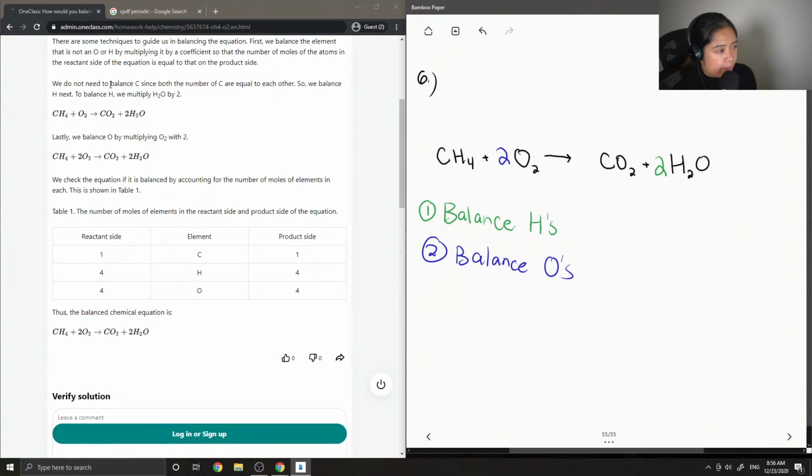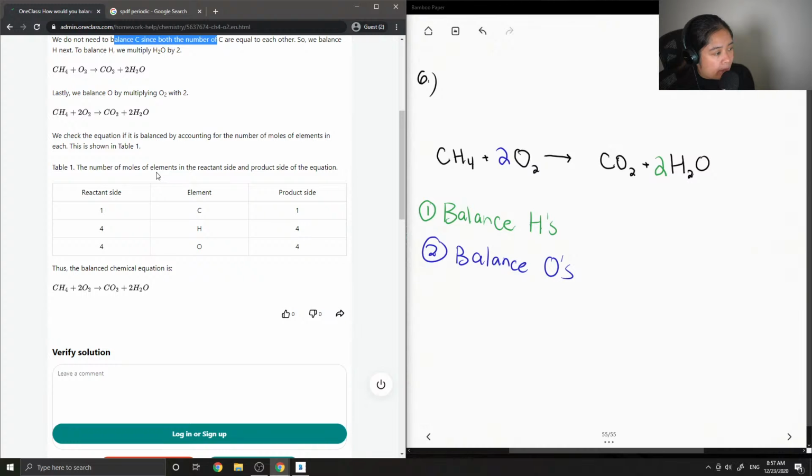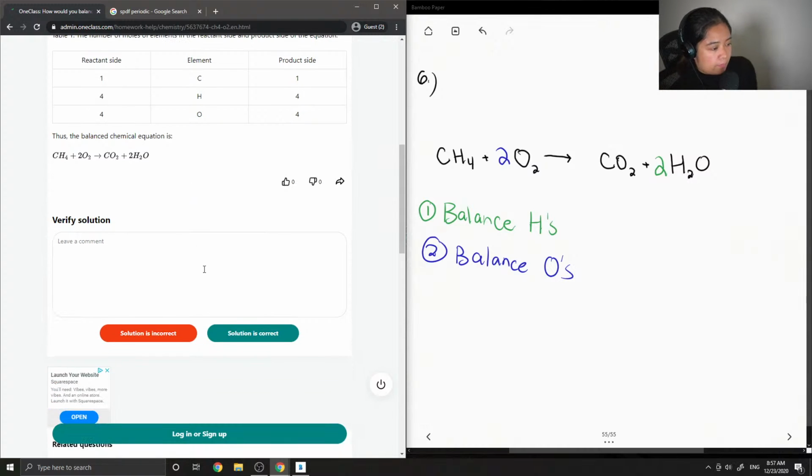We do not need to balance carbon since both the numbers of carbons are equal to each other. So we balance hydrogen next, and to balance hydrogen, we multiply H2O by 2. Lastly, we balance oxygen by multiplying O2 by 2. We check the equation if it is balanced by accounting for the number of moles of elements in each, and this is shown in Table 1. Yep. So the solution is correct.